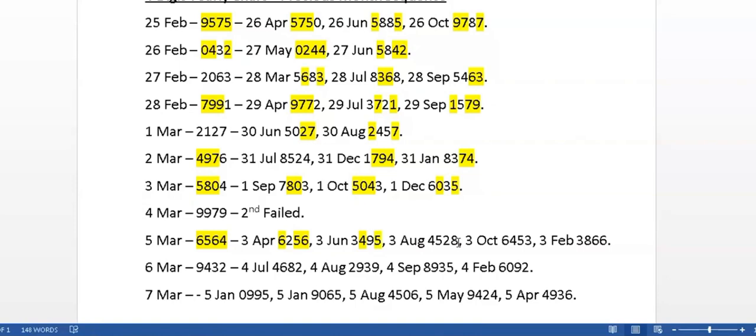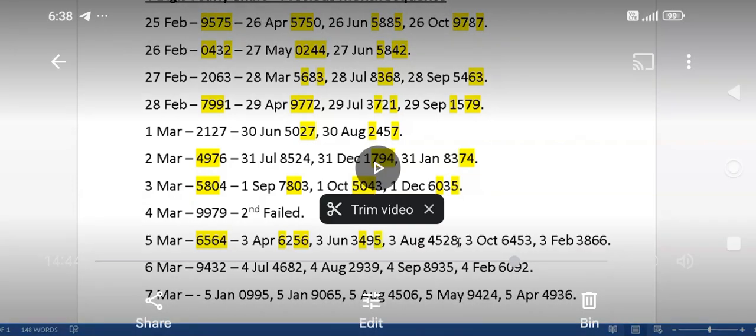Then again look at 4th of March, since we had three nines, that sort of sequence hasn't come in the past, so that is the only day the sequence has failed. Then look at the 5th of March, coming from the 3rd, you see 9 and 5, 6 and 5, 4 and 5. So it's not 9 and 5, since 4 and 5, 5 and 6, the same kind of figures are coming.